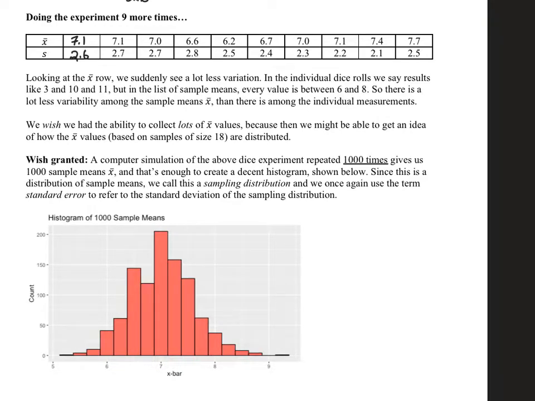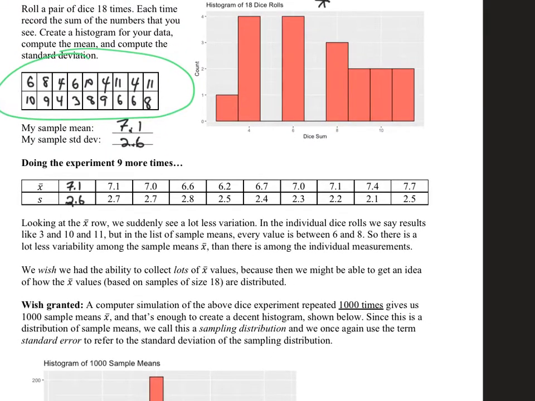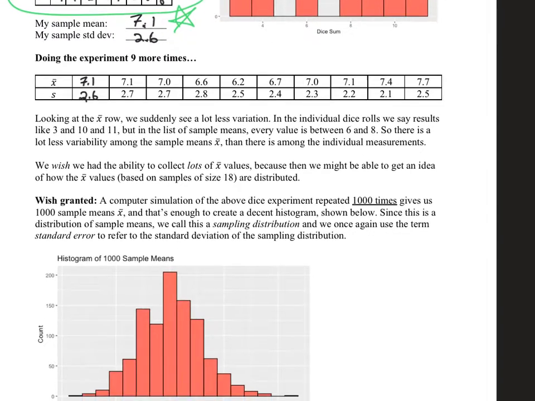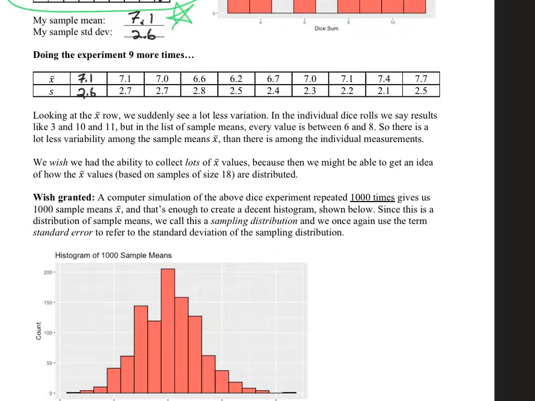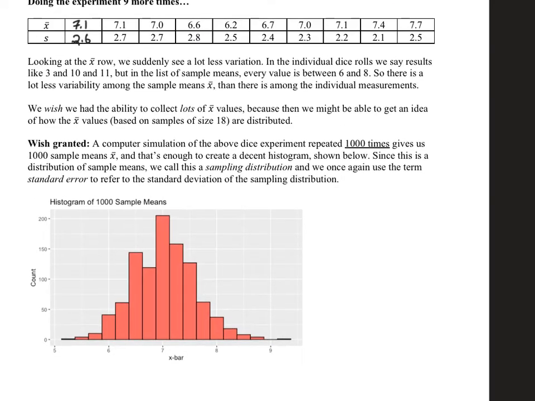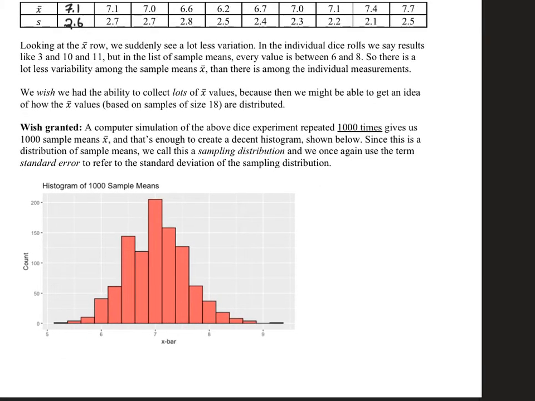So again, the thing that's happening 1,000 times is that it's as if 1,000 people are doing this experiment right here, where they roll the dice 18 times, write down what they got for sums each of those 18 times, and then calculate the mean and standard deviation of that experiment. If 1,000 different people did that, and we put all of their X-bar values, not their S values, not their standard deviation values, just the X-bar values, into a computer and asked it to draw a histogram, I would get a distribution that looks like this.